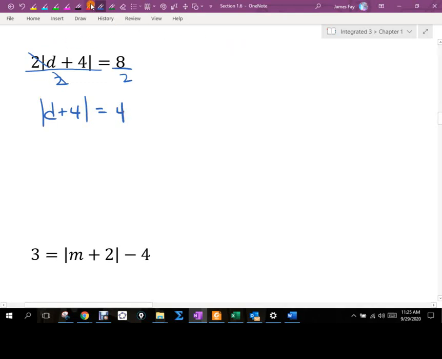Now, if we go back to the rule, if you have an expression equals c, is that what we've got right now? An expression inside the absolute value equaling c, where c is our 4 now? Does that make sense? Then you get 2 equations. You get the expression equal to c. So I'm going to start with d plus 4 is equal to 4.